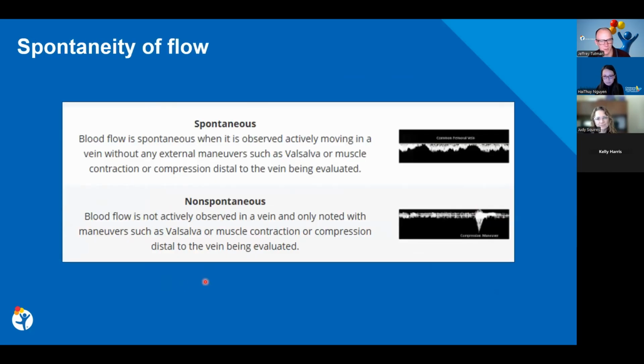And then spontaneity is the other one. This was another protocol question I had for you guys. We used to do augmentation for our lower extremity venous studies. The practice parameters say it's optional, and I think we weren't finding a lot of value in it. Do you guys routinely do augmentation or occasionally? I think we pretty much never do it anymore.